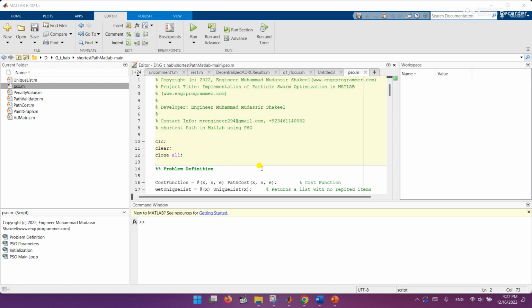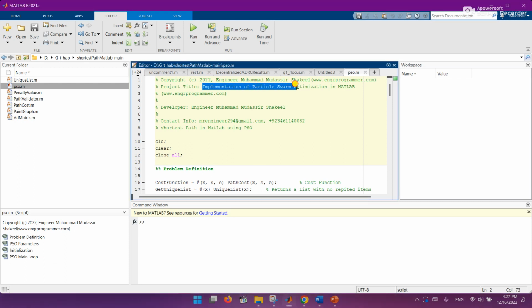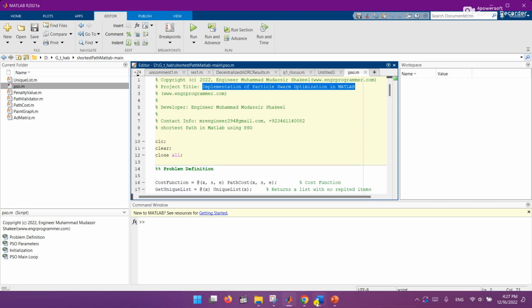So today I am going to talk on a very interesting topic. The topic is implementation of particle swarm optimization in MATLAB. Particle swarm optimization is also known as PSO. So before going to the MATLAB code, let's see what actually particle swarm optimization is.